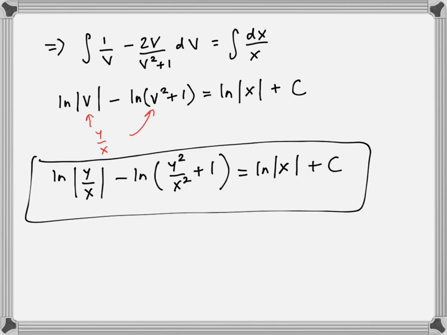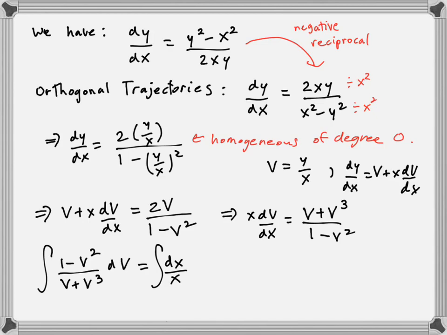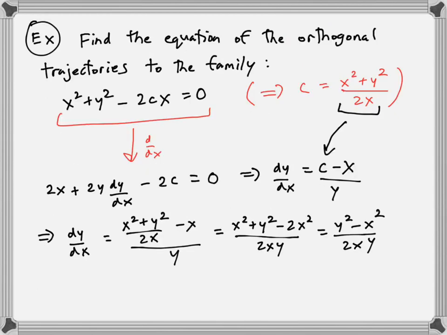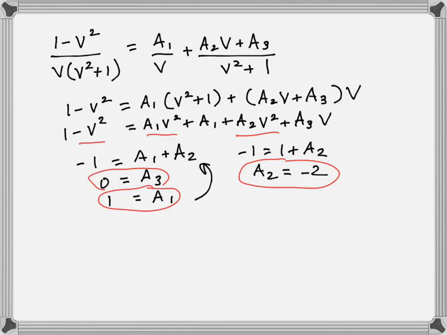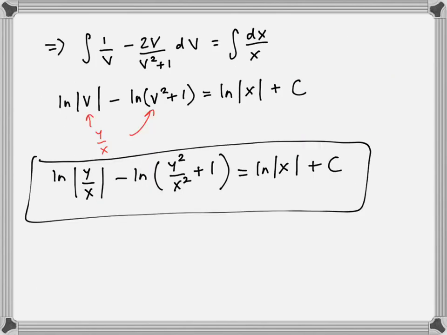You know what? I should not use plus c because we already used a c in our original problem. Remember our original problem? The family had a c in there. And so let me just change that to a different letter here. Let me use d instead. So these are the orthogonal trajectories. Okay, these are the curves that are orthogonal to the original curve.